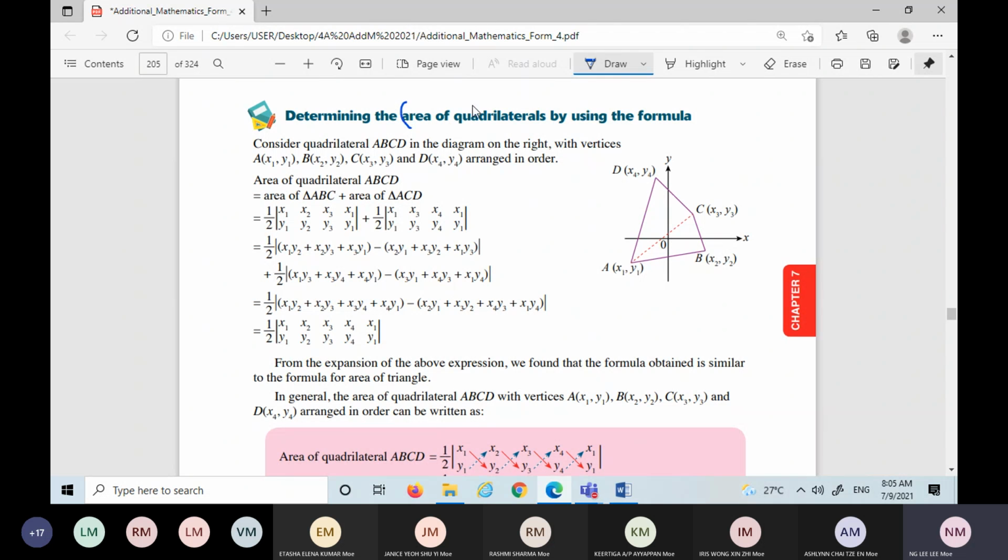Okay, so this is today's index. Area of a quadrilateral. Today is 9. This area of a quadrilateral actually comes from the area of a triangle that we learned yesterday.